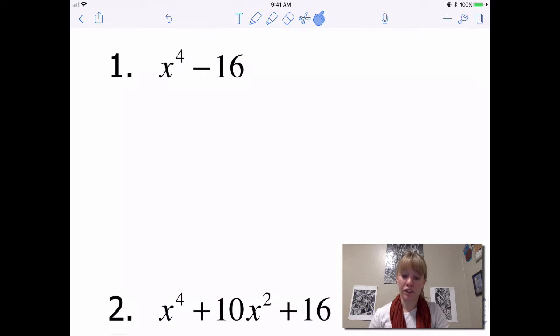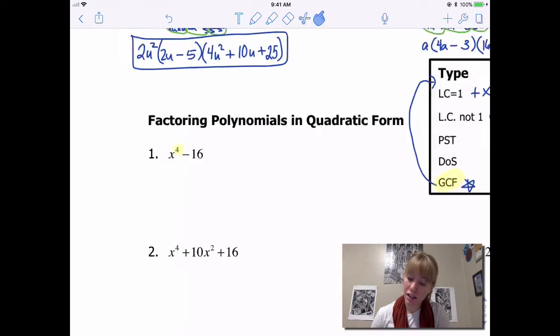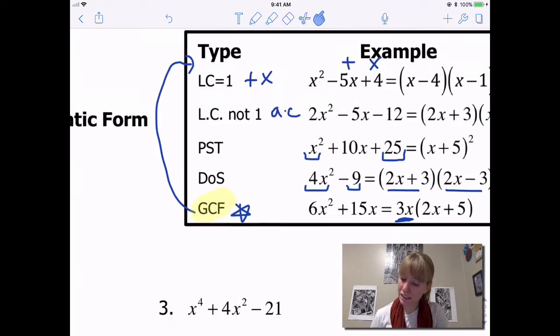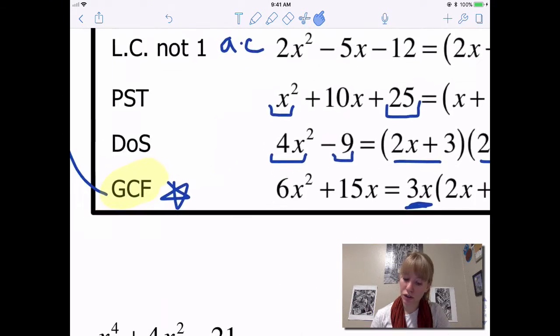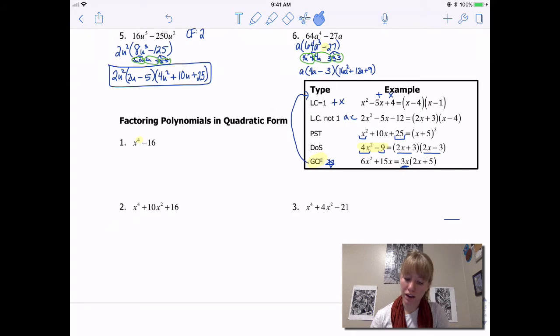So this might look a little funky, x to the 4th minus 16. Because we haven't seen a power of 4 yet except with greatest common factor, but there is no greatest common factor. But I want you to notice that x to the 4th minus 16 looks really close to a difference of squares problem. And in fact it is.